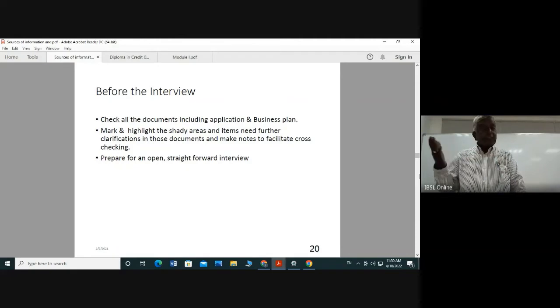Certain areas which are not very clear, complicated. So mark and highlight the shady areas and items needing further clarification in those documents and make notes to facilitate cross-checking. Prepare for an open and straightforward interview. So you yourself must prepare for an open and straightforward interview.